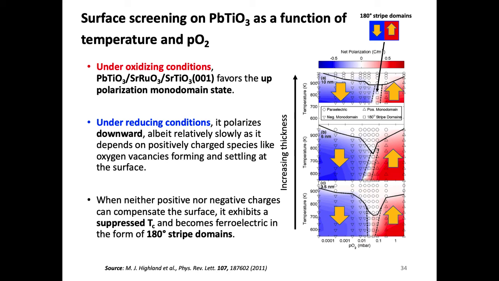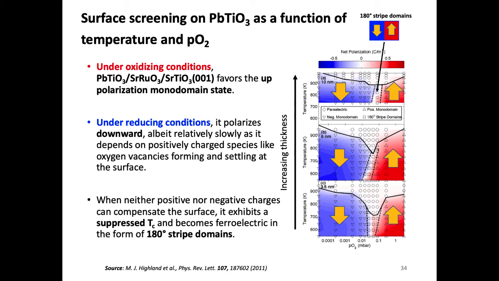Another interesting example comes from Argonne National Lab. My colleague Dylan Fong and his collaborators, Matthew Hyland and Brian Stevenson, worked on surface screening on lead titanate as a function of temperature and oxygen partial pressure.